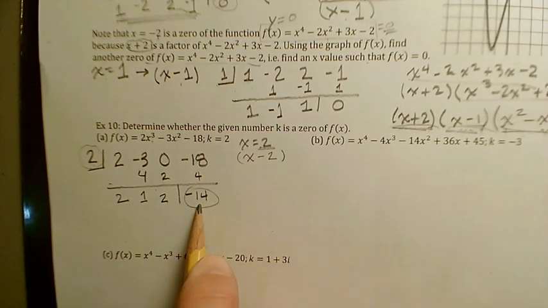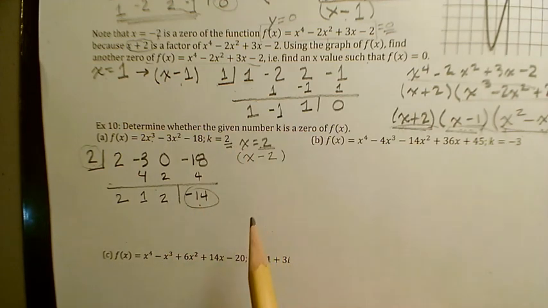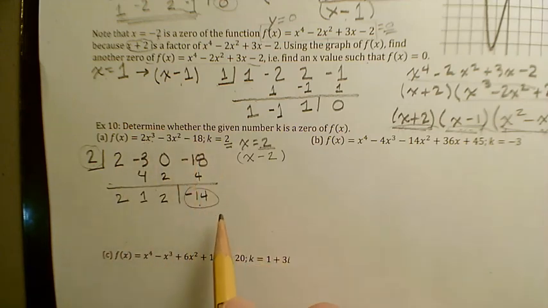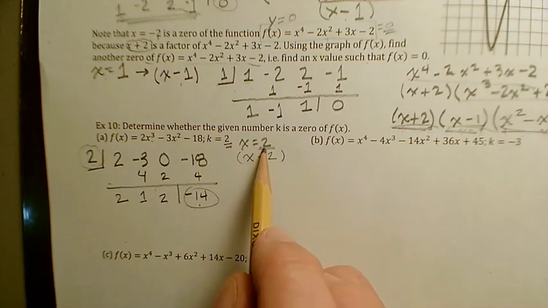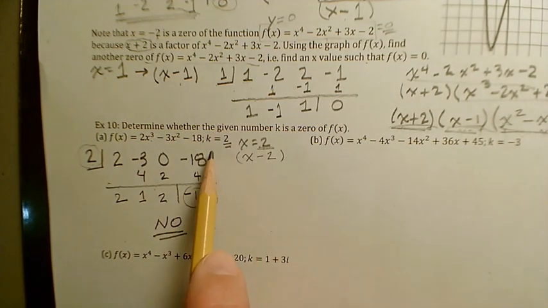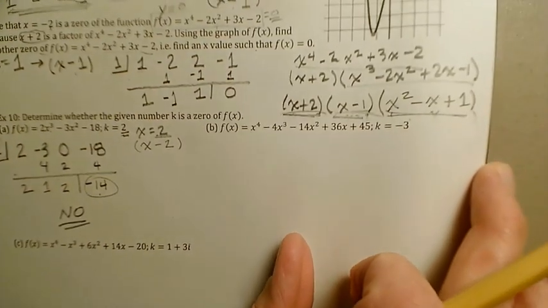If this had been a 0, then that means a value of 2 would be a 0. That means if we graph this function, it should cross the x-axis at 2. This is a no. X equals 2 is not a 0. Okay, try B then.